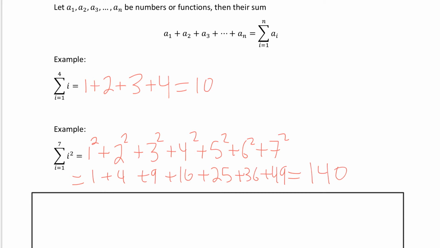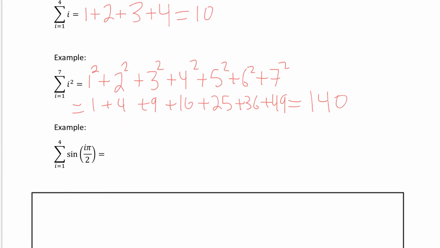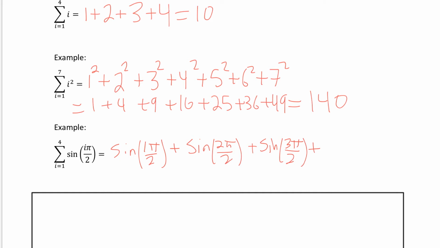Okay, so we have a bit of a grasp on how that might work. Let's try another example with a function. Here we have the sum, I equals 1 to 4 of sine of I pi over 2. Let's try the same thing. We're always going to write out this expression, and each time I starts at 1, 2, 3, and then up to 4. Everything else in the expression remains the same, but we have to change the value for I. So first we write sine of 1 pi over 2 plus. Then I increases: sine of 2 pi over 2 plus sine of 3 pi over 2 plus sine of 4 pi over 2. And then we stop because I gets to 4.